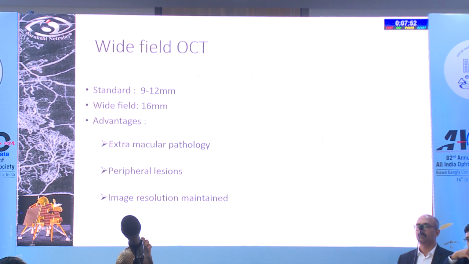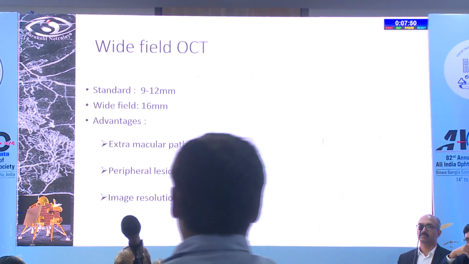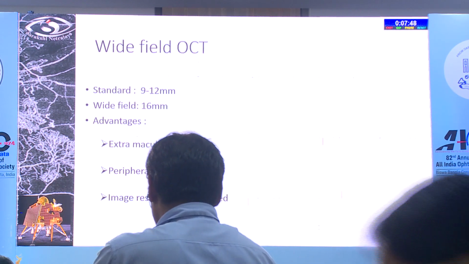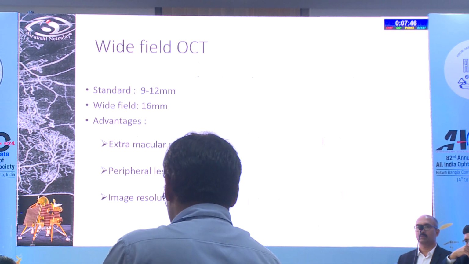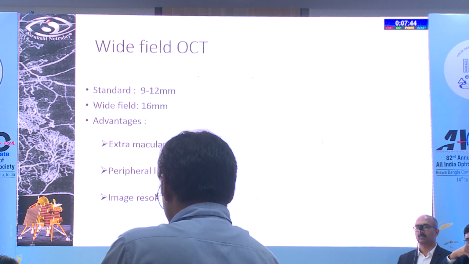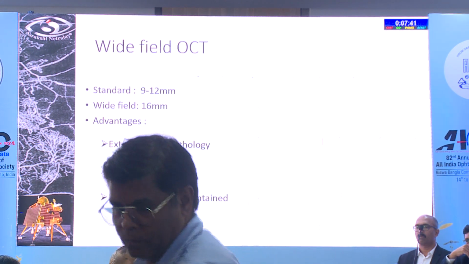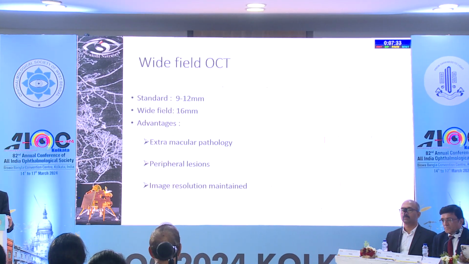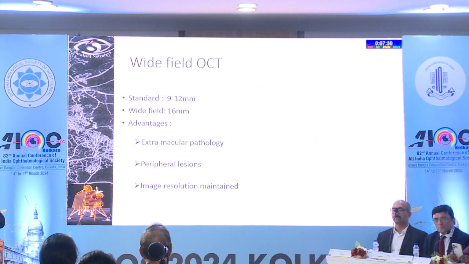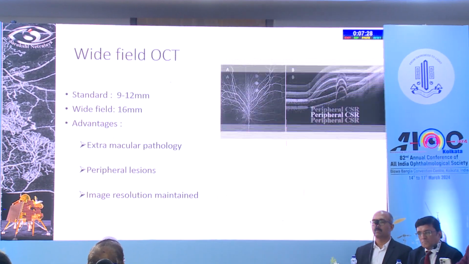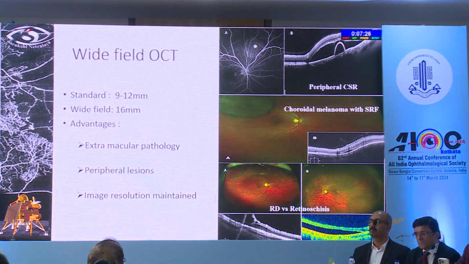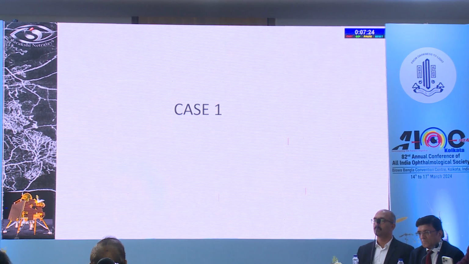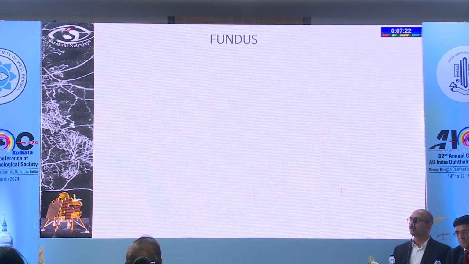Now let us see some clinical advantages with the widefield OCT. In a standard widefield OCT, the length of the scan is about 9 to 12 millimeter, while this system is almost 16 millimeter. This is especially important if you are studying the associated extramacular pathology and peripheral regions simultaneously, and the image resolution is well maintained. These are some examples from the textbook; I will show you a few cases from our hospital.